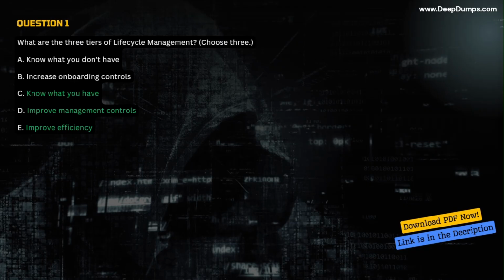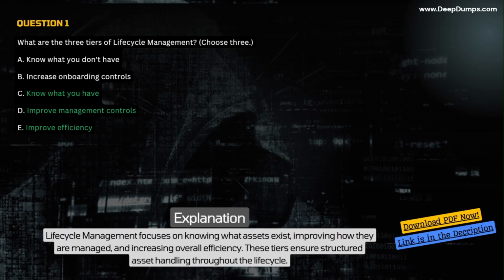Know what you have. Improve management controls. Improve efficiency. Explanation. Lifecycle management focuses on knowing what assets exist, improving how they are managed, and increasing overall efficiency. These tiers ensure structured asset handling throughout the lifecycle.